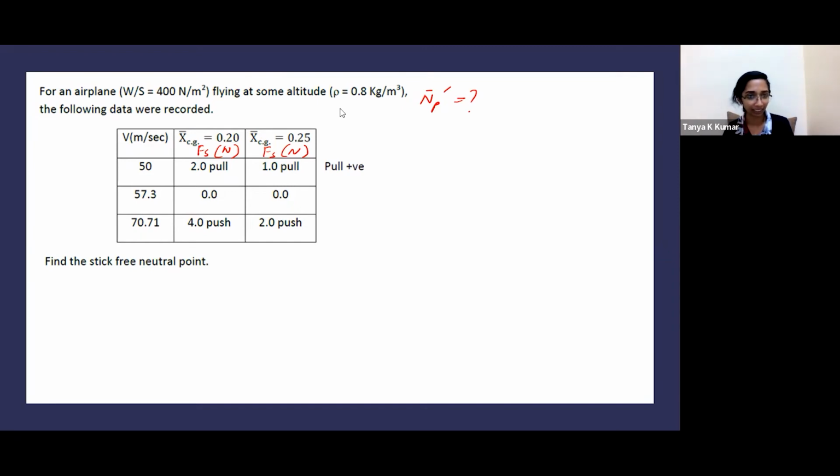Okay, I'm not going to tell that. You need to figure it out. Stick-fixed neutral point, stick-free neutral point, stick-fixed maneuvering point, and stick-free maneuvering point. How are they defined? Find it out and we'll discuss it in the next class, okay? You should have known this by now. So we'll proceed with this question.